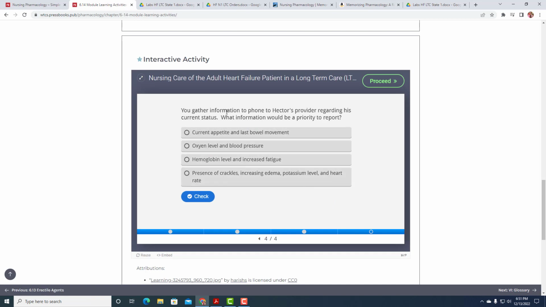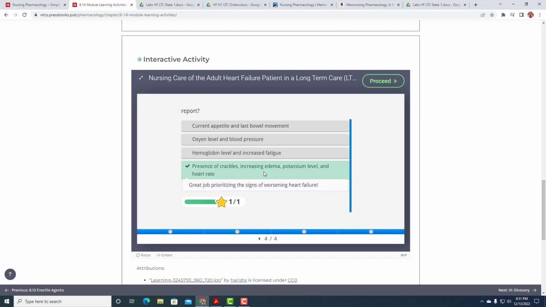You gather information to phone Hector's provider regarding his current status. What information would be a priority to report? Would it be the current appetite and last bowel movement, oxygen level and pressure, hemoglobin level and increased fatigue, or the presence of crackles, increased edema, potassium level, and heart rate? I think by now we've got that this is a cardiac deal. So presence of crackles, increasing edema, potassium level, and heart rate. This is worsening heart failure.